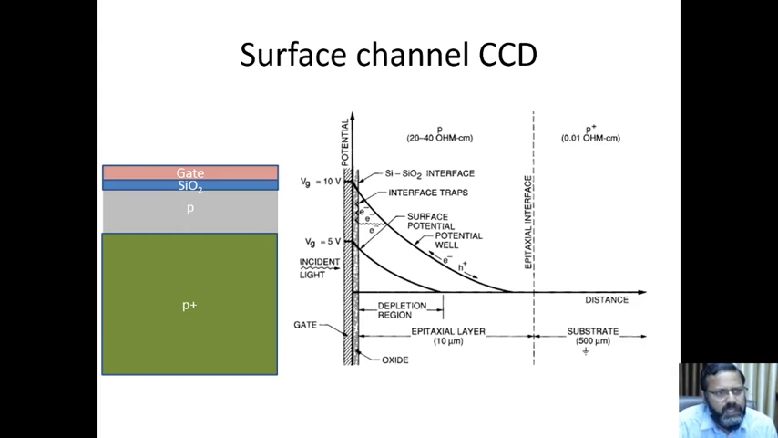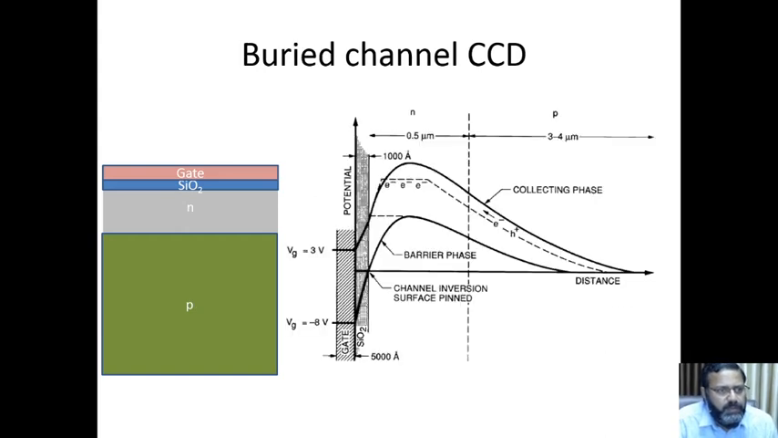This was the initially developed CCD, which is the surface channel CCD, but this suffers from a problem. At the surface, the electrons are trapped by the impurities and SiO2 layer. So to avoid this, people use this kind of architecture, which is called buried channel CCD, where the potential well is slightly shifted away from the surface. So here, instead of P, N region is used as the active region and P is used as the substrate.